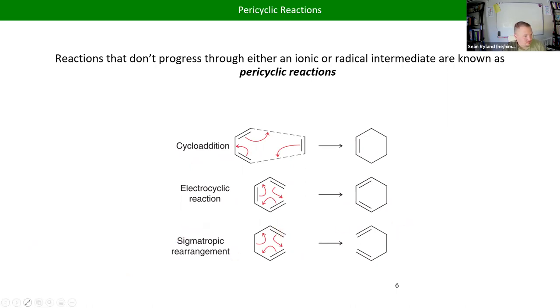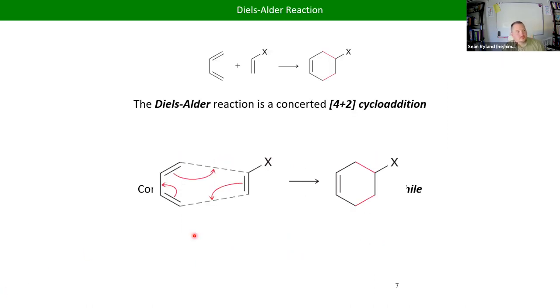So let's start with the classic cycloaddition. This is one of those named reactions that they love to throw in standardized tests. It's one of the most asked about, I guess would be the way to put it, reactions that you guys will see. It's called the Diels-Alder reaction. And it's a cycloaddition where we start with a diene and another pi bond. And it's what's known as a 4+2 cycloaddition.